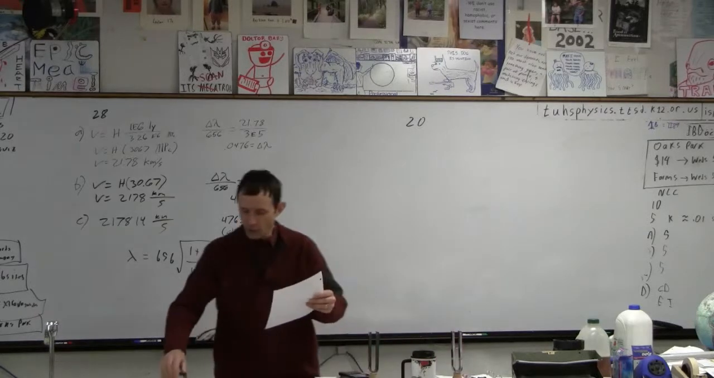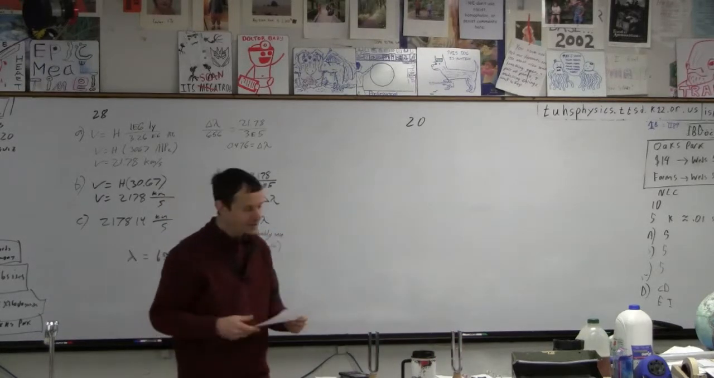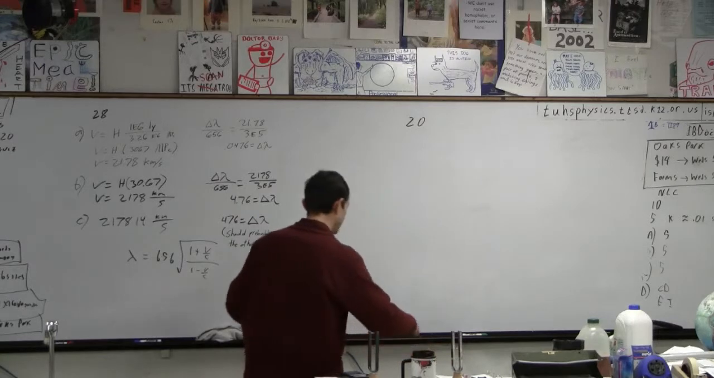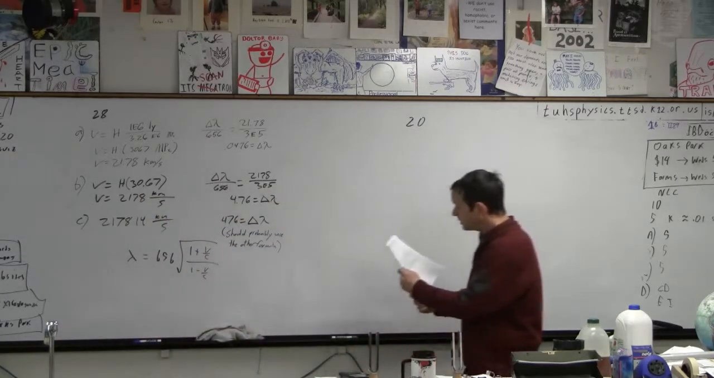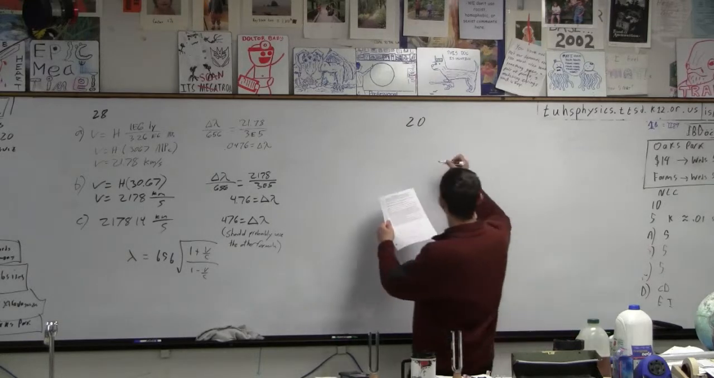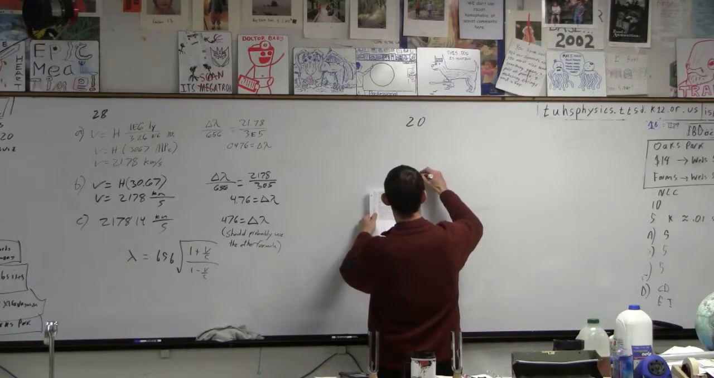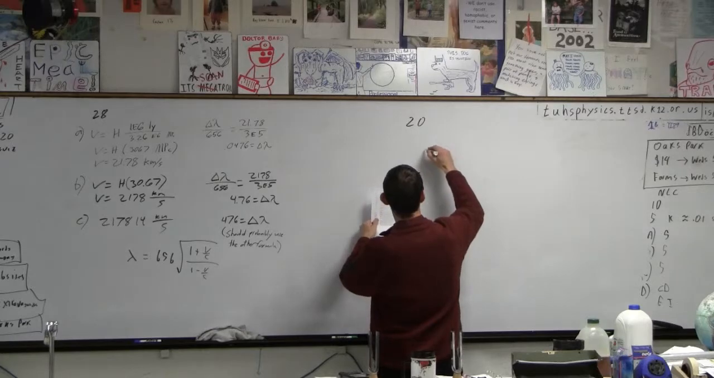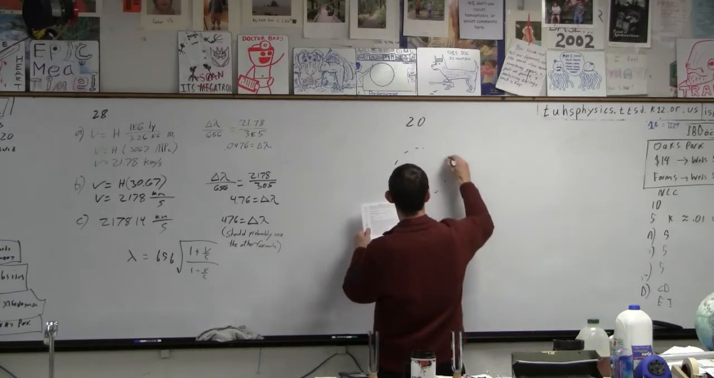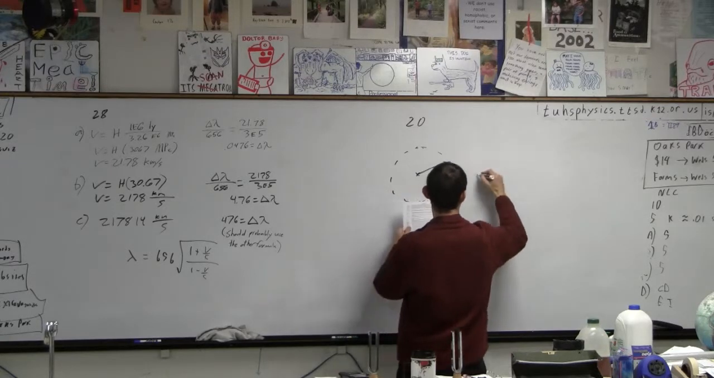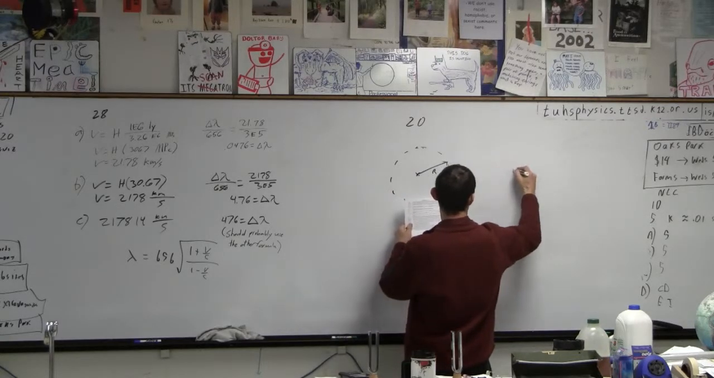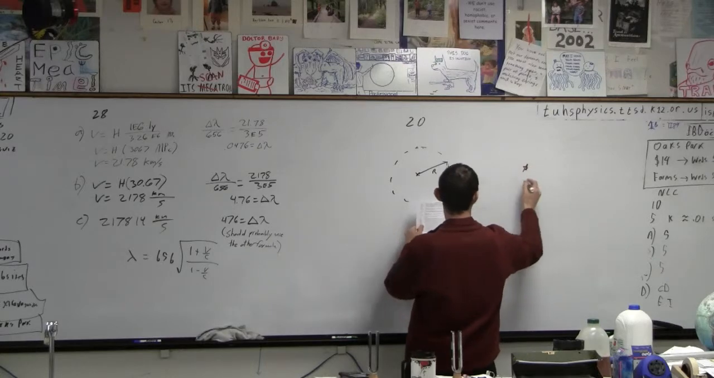So this is problem 20 from Astrophysics. It says a star orbiting... Here's the black hole. Here is the Schwarzschild radius, right? We don't even know what that is. And then here's this star, and it's orbiting out here, some distance.